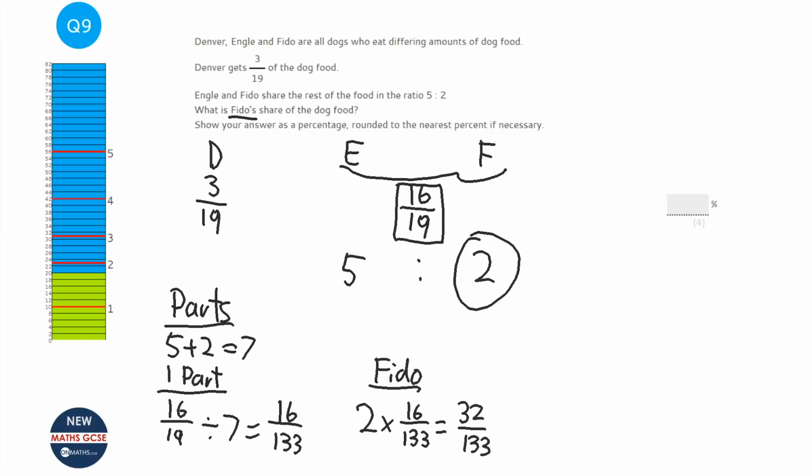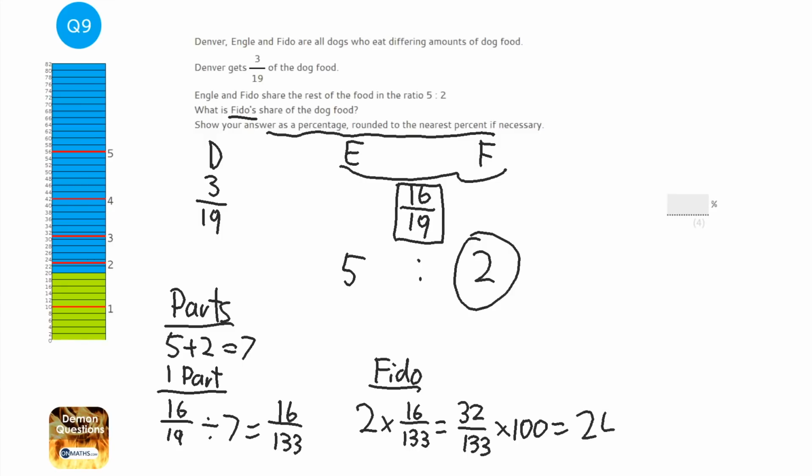Now it does say show your answer as a percentage rounded to the nearest percent. So to work between fractions and percentages, I just need to times by 100. So what I can do is just times that by 100. I'll do it on the calculator, times by 100, and press S to D if it comes up as a fraction. And it says 24.060 and so on. So to the nearest percent, Fido gets 24%.